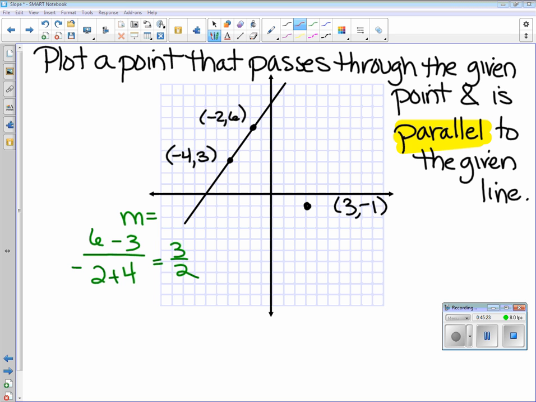So for my new point, there's a couple of different things I could do. I could go up 3, right 2. That's one possible answer. So on the SOL, if you have your arrow, you can plot the point right there. I could also go 1, 2, 3. I could also pick that point. Could I pick some points down on the left-hand side? I could go down 3, left 2. Any of those points are possible answers.